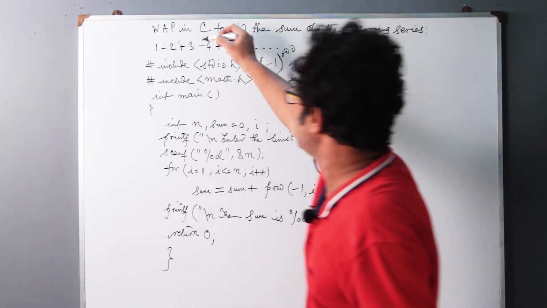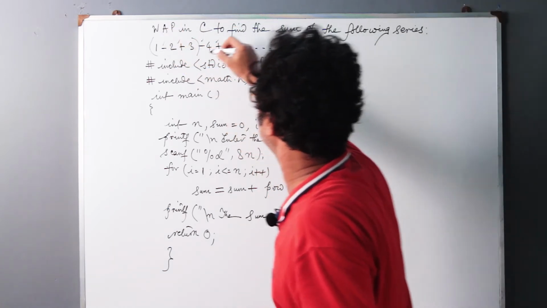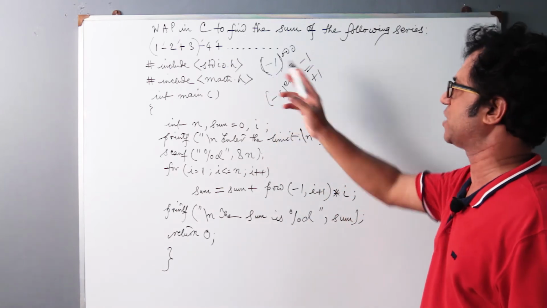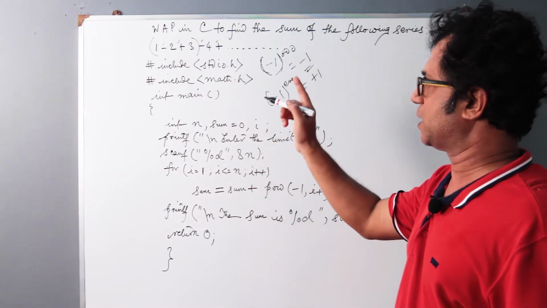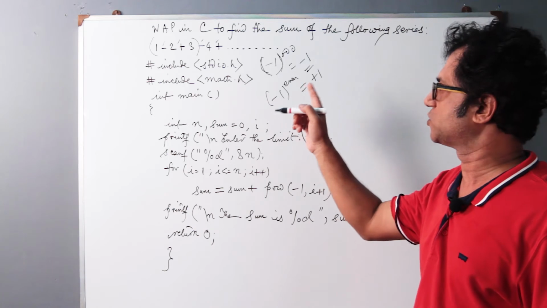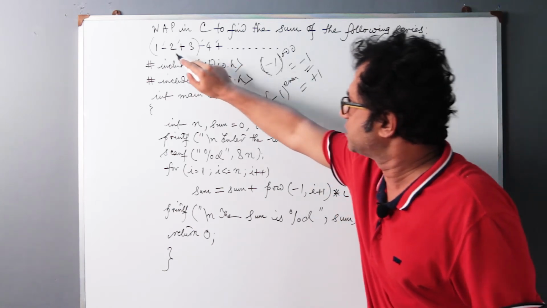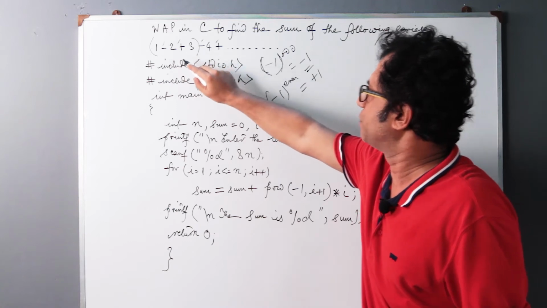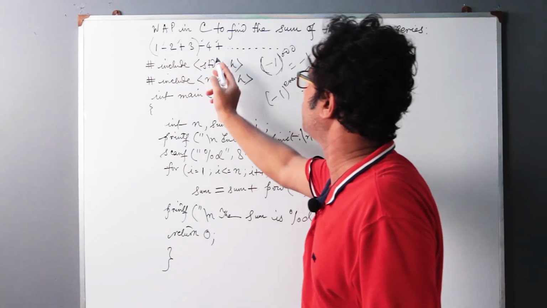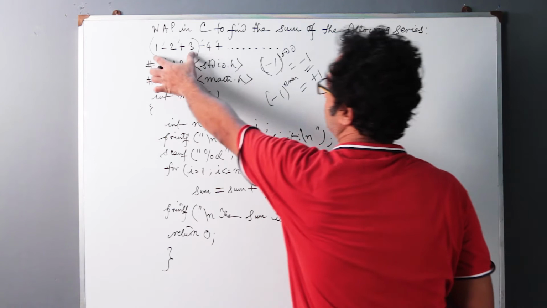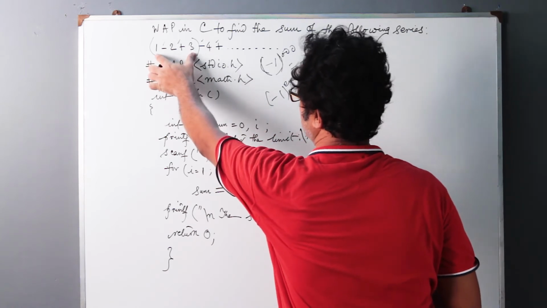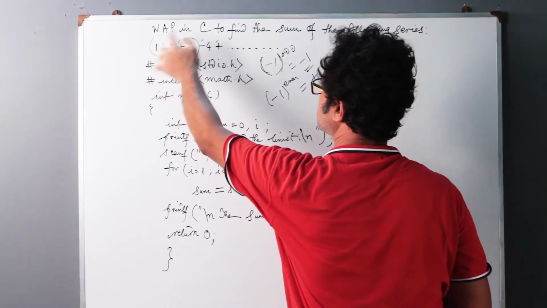Suppose we are taking the series up to the first three natural numbers, but not the sum in the usual way, that is 1 plus 2 plus 3 giving 6, but not that. We are now calculating in this fashion: plus 1 minus 2 plus 3 minus 4, in this fashion. So we are now going to calculate the sum of the first three terms in this sequence.